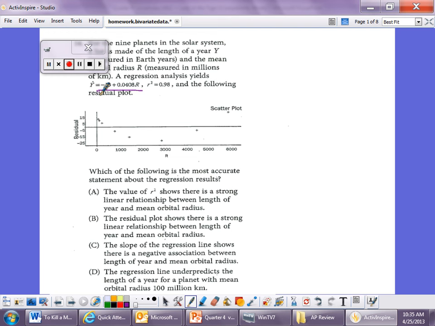So let's look at D. The regression line underpredicts the length of a year for a planet with mean orbital radius 100 million kilometers. Well, the lowest value on the graph is 1,000, so 100 would be very close to 0. I notice that all of my data for 0 is above the line. Recall, if our data is above the line, then the line underpredicts. And if our data is below the line, it overpredicted. Our data at 100 is over the line, which means that the regression line underpredicted, and D is the correct answer.